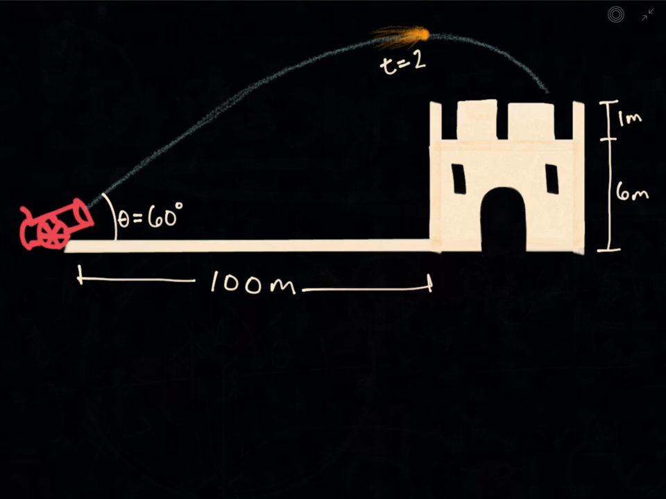So I want to know, first, the first problem is: what is my initial velocity that I will fire the projectile at, so that it will get into the castle?